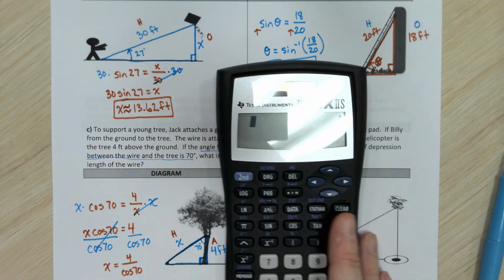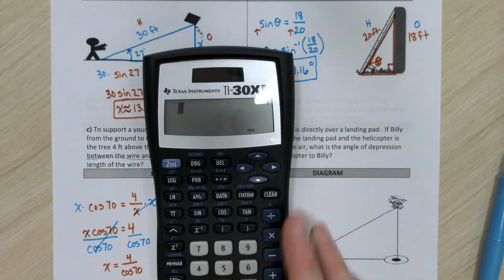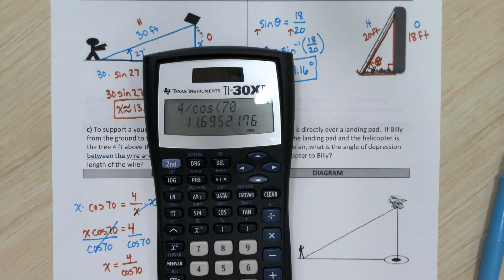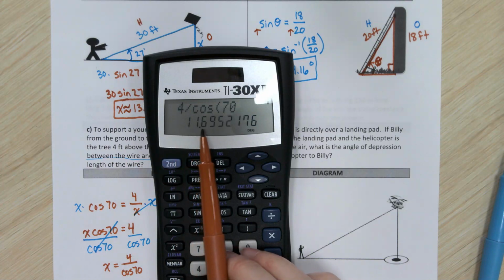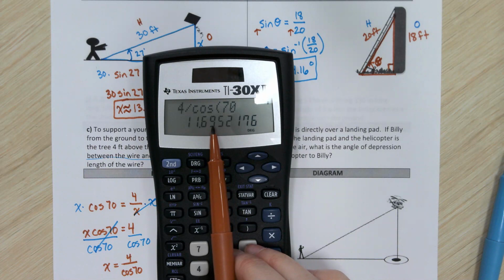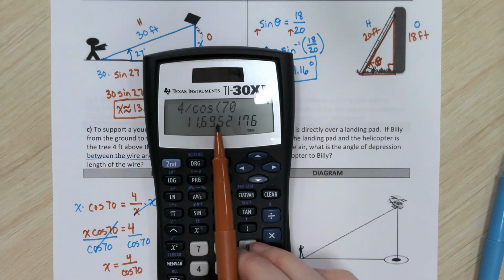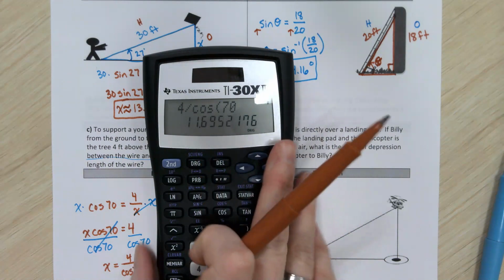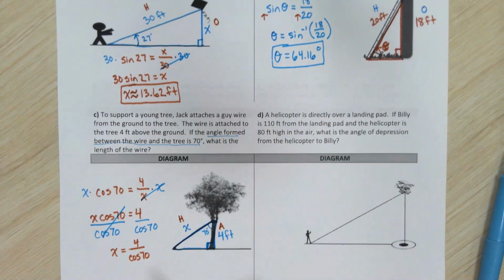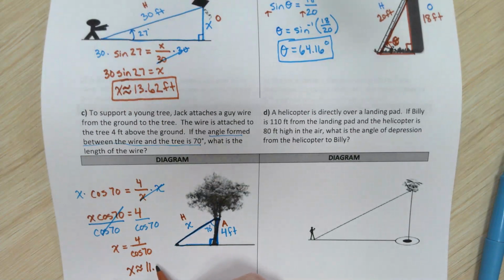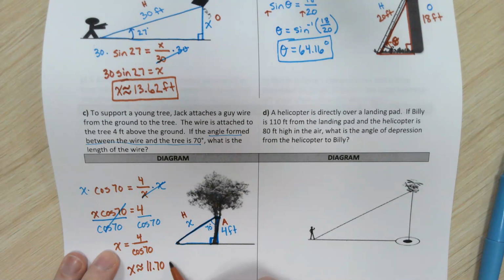We don't need inverse cosine because we're not solving for an angle. So just 4 divided by cosine of 70 gives me 11.695. That 5 tells me to round that 9 up, so it's like we're rounding 69 up to 70. So it should be 11.70 if we round to 2 decimal places. So x is approximately 11.70. The units for this problem were feet.